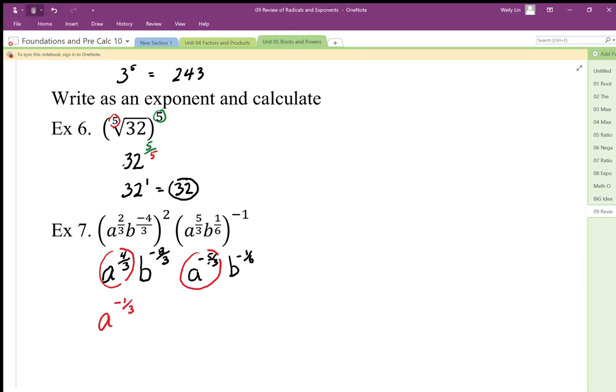I'm going to apply the power on b's together. So there's my base b. There's my other base b. So I end up with b to the power negative 8/3 plus negative 1/6. Now to add these together, I need a common denominator. And if I were to multiply roots together, cube root and sixth root, all I really need to do is find a common root. In this case, the common root is going to be 6.